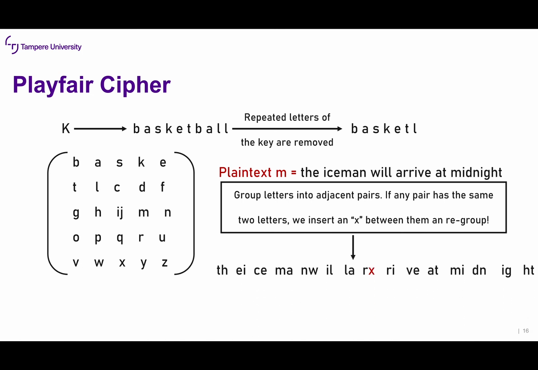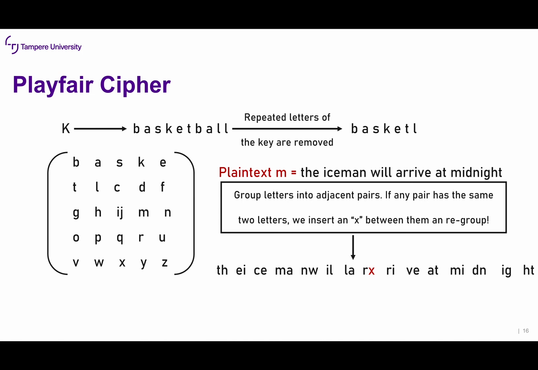So if we do this, we see the blocks that we created. The first block is TH, the second one EI, CE, and so on and so forth. What I want you to pay attention to is this RX here in red. RX was basically RR from the word arrive. It was RR, but that block had the same letter twice. So we had to put an X, the character X, between them, and then regroup the rest of them.